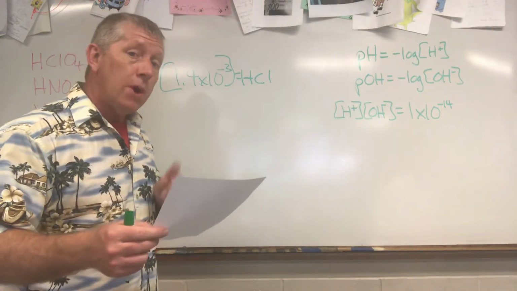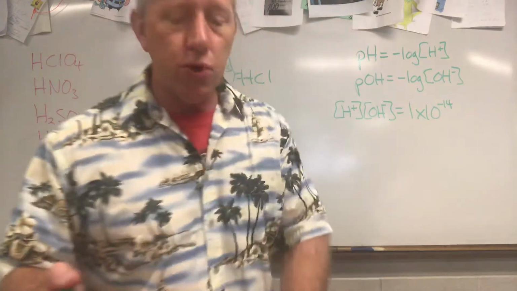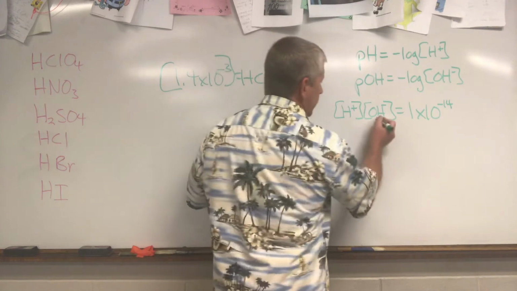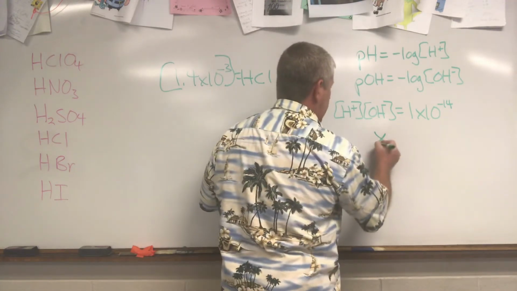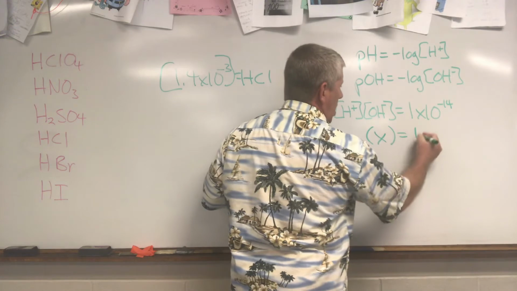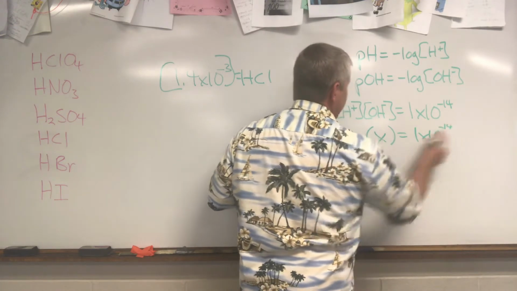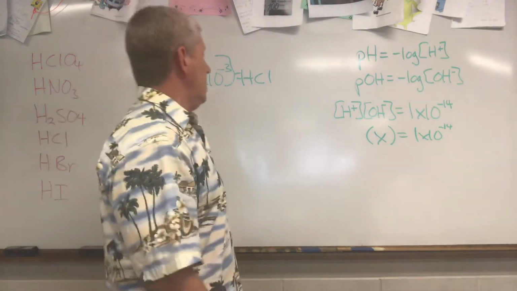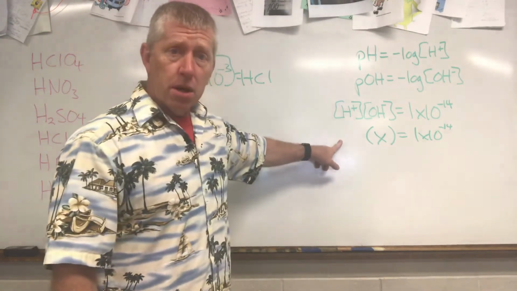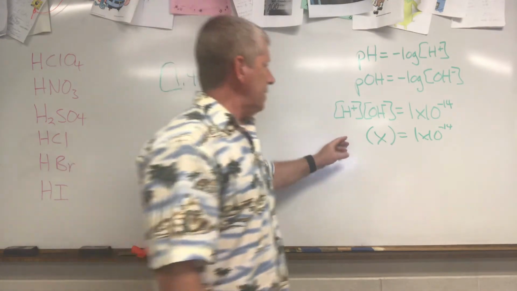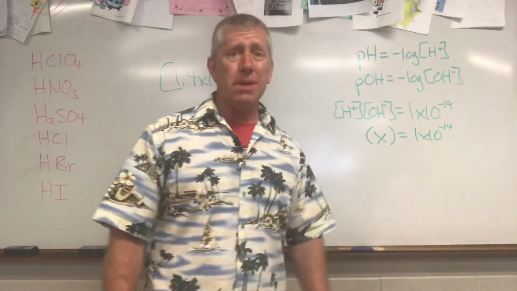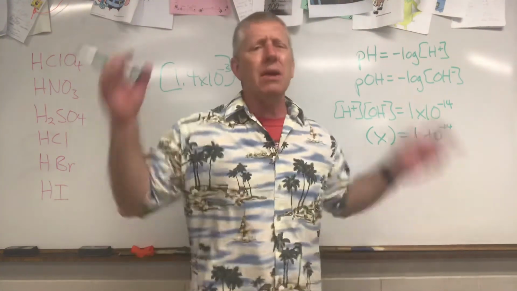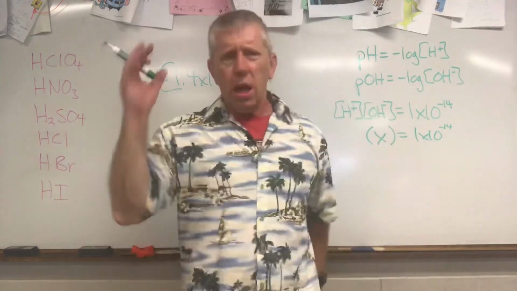What is the concentration of the hydroxide? This time, the hydroxide is being found. That's X. I know that these two have got to combine and make 1 times 10 to the negative 14. Well, I need to put the H here so I can divide it into 1 times 10 to the negative 14 to be done with this problem. But they didn't give me the H. They gave me HCl.